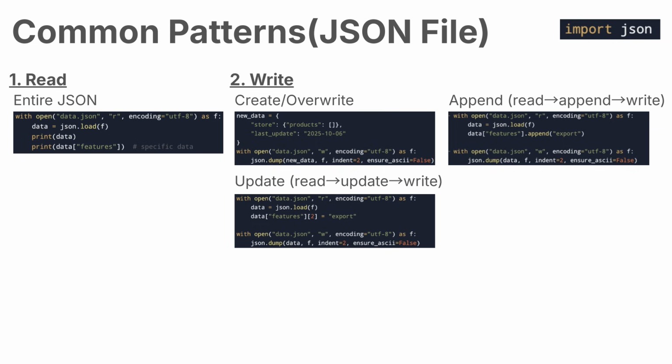Quick tips to remember. Always open with encoding UTF-8 for text JSON. Use indent 2 for readable files you'll look at again. If you truly need stream-style appends, consider JSON Lines. One JSON object per line, which you can safely append to like a log.